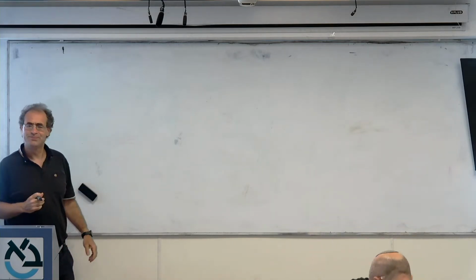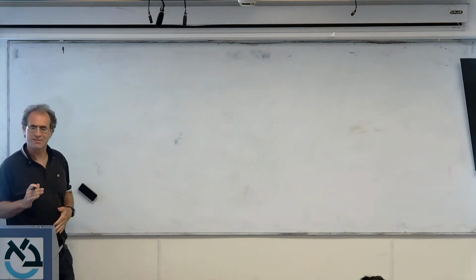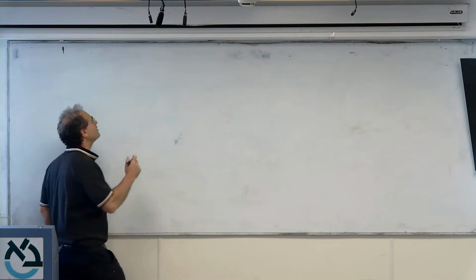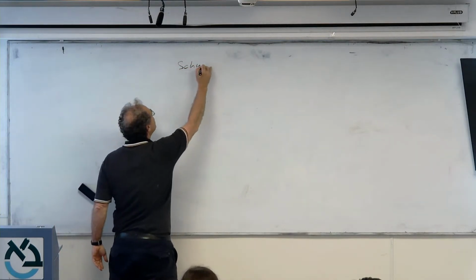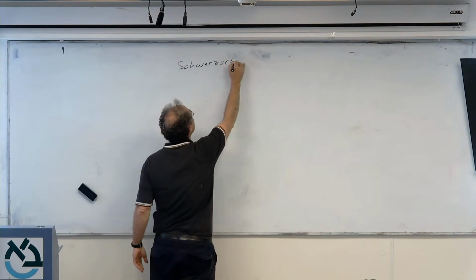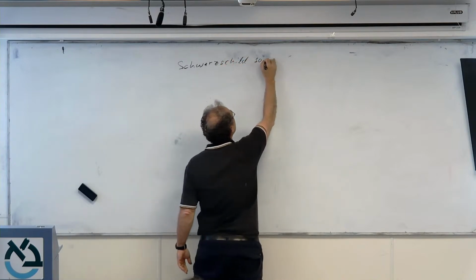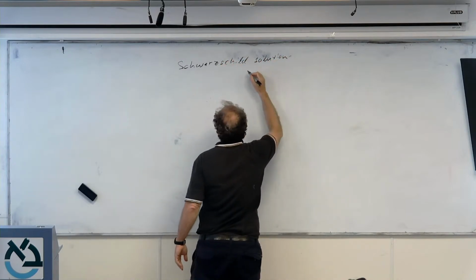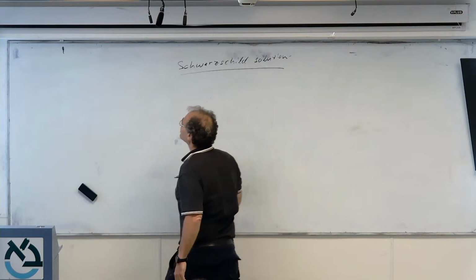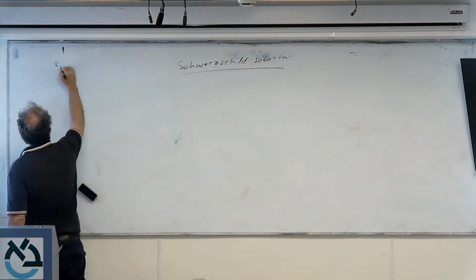So, okay guys, questions? We're talking about the Schwarzschild solution. Right, the Schwarzschild solution to Einstein's field equation, R mu nu is equal to 0.